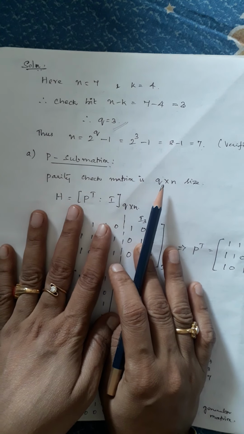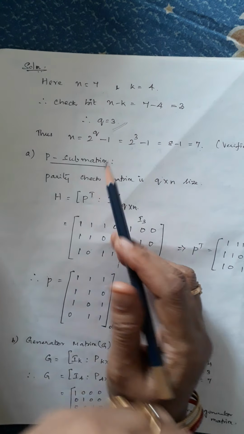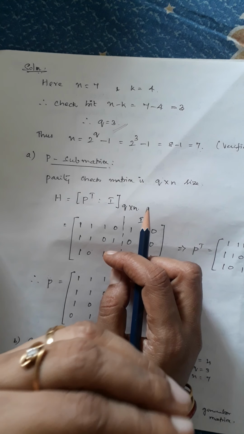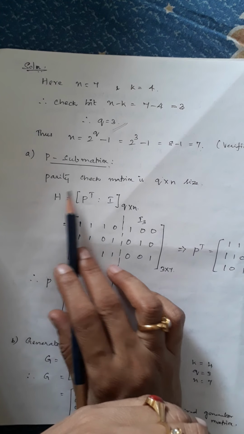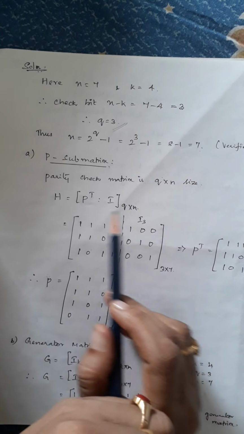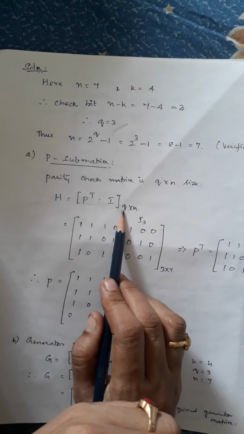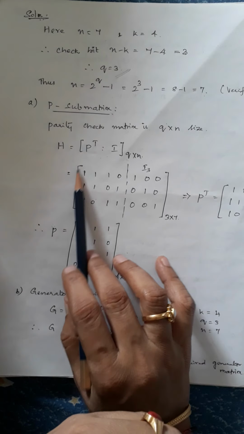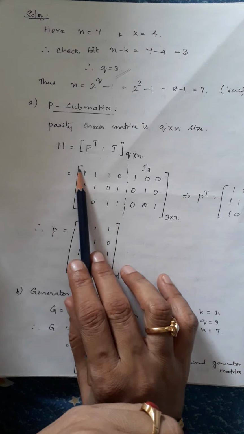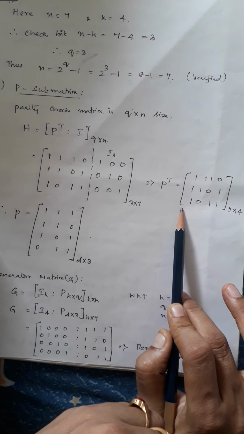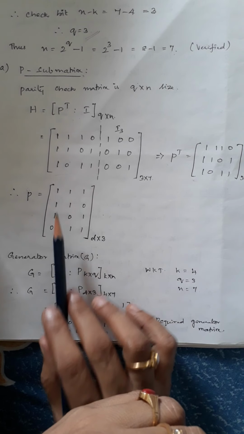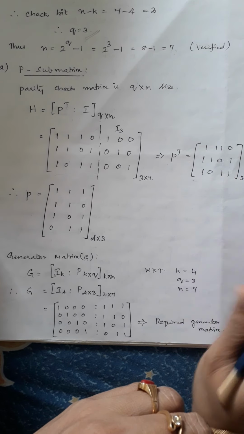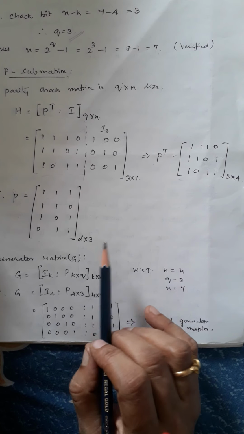Coming to the first subdivision of the problem, you have to find the G value. For finding the G value, you should get the P submatrix. The parity check matrix H is P transpose appended with I, which is of size q cross n. This is the matrix given in the problem, and this is going to be P transpose. So write P transpose separately, and from P transpose get P, just by interchanging the rows and the columns. So this 3 cross 4 will become 4 cross 3 over here.